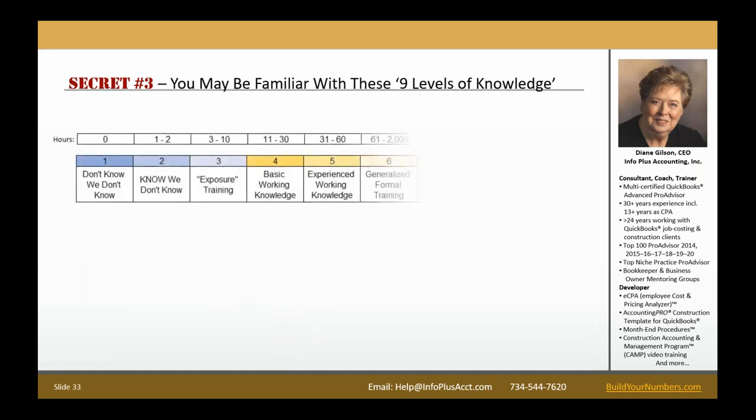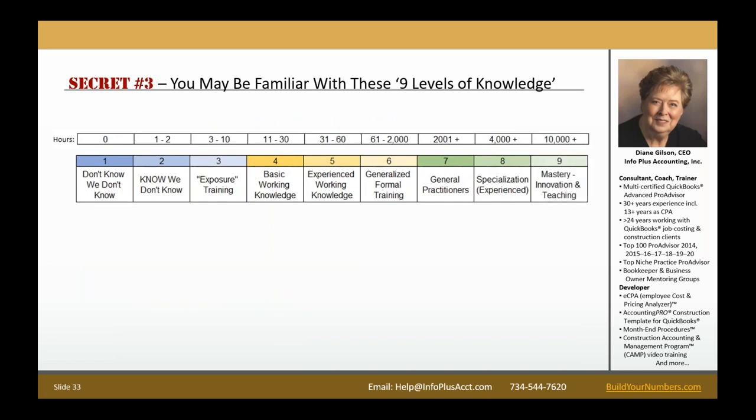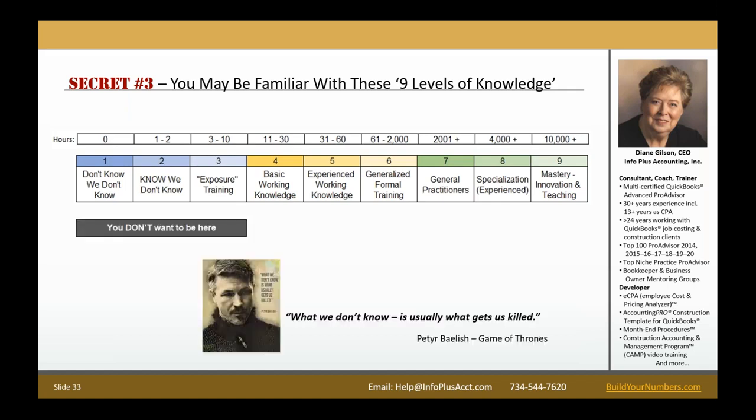So you might be familiar with these, what we call 9 levels of knowledge, and it ranges everything from number 1 on the left-hand end, you don't know what you don't know, okay, all the way to the right-hand end of actual mastery and innovation and teaching. So you don't want to be in one of those first 3 areas.